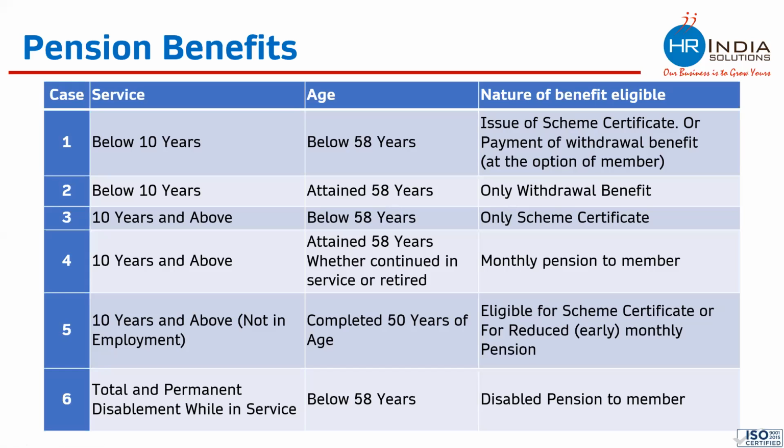No. So see, normally these cases are very clear, clearly written by EPFO. Only if the service is 10 years or more than 10 years and his age is 58 years, then he will get the monthly pension. If the age is below 58 years, but more than 50 years, and he has contributed for 10 years and more, then only he can apply for a reduced monthly pension, right?